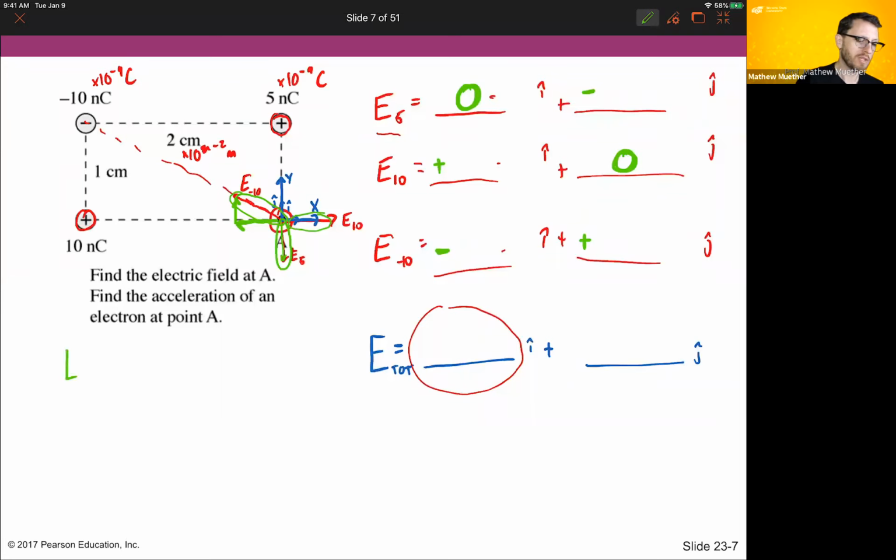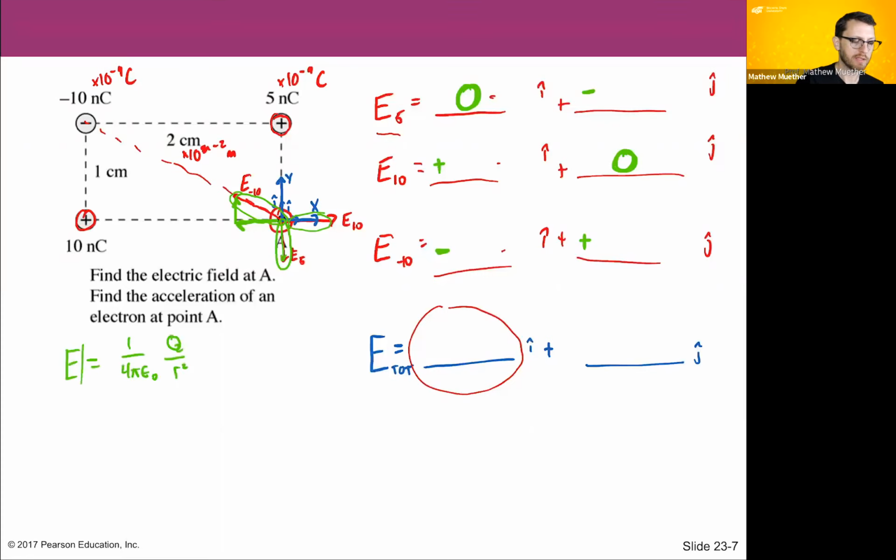Well, I know that the electric field is 1 over 4 pi epsilon naught times that charge divided by the distance squared. Right? Let's just look at the magnitude of this thing. Remember, we also called this k, that 1 over 4 pi epsilon naught. For quickness, I'm just going to use k. So this is like kq over r squared.